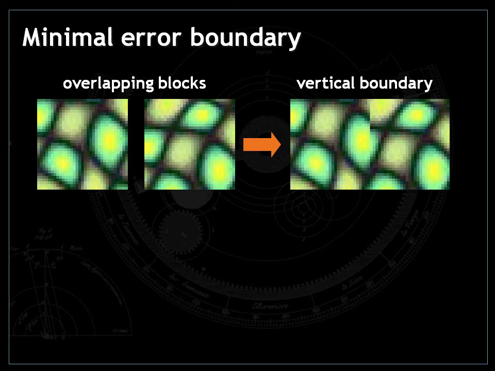Right? We haven't introduced any new pixels. It's all the same pixels from the original texture. Nothing new. We just did the boundaries a little differently. Let's look at this in slow motion again. We take two patches. We have an overlap between them.